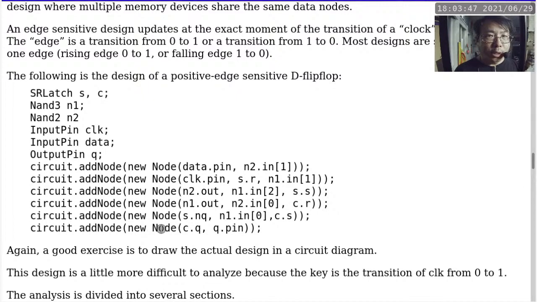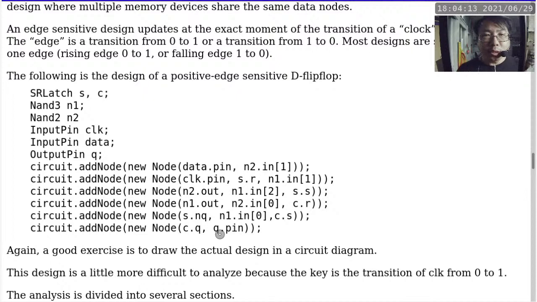So we can see from here, C, which is one of our SR latches, the Q pin of the CSR latch connects to the output pin of Q. So I'm going to draw that on the circuit right now. And once again, you cannot see it just yet because I am still in the process of drawing this.